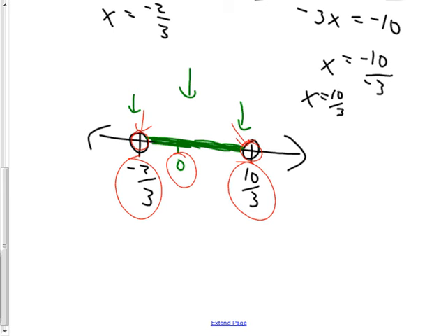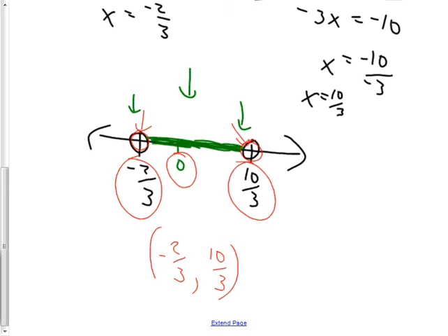Final answer isn't the number line. You got a guess? Oh, you're close. We use interval notation. Do you remember on the very first day of this class, we taught you how to use brackets and parentheses with a comma? So it's negative 2/3 comma 10/3. And now, should I use brackets or parentheses for these? Parentheses. There's your final answer.